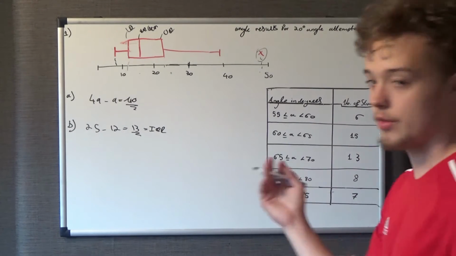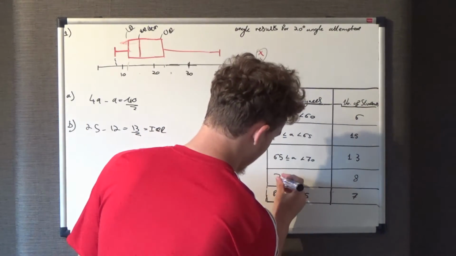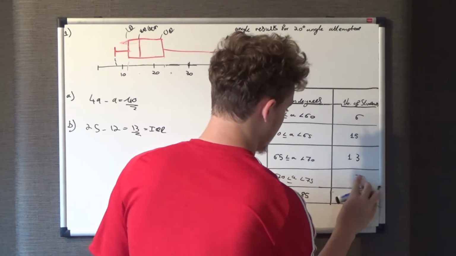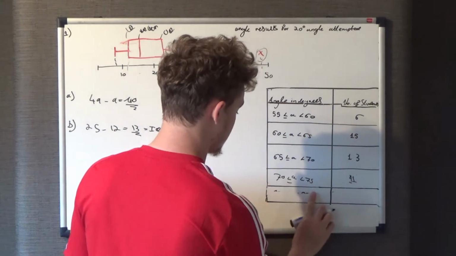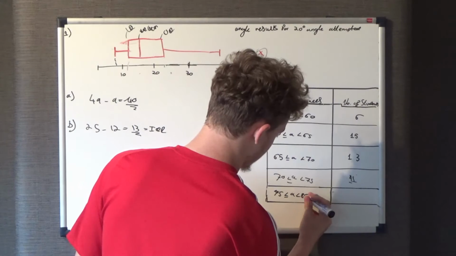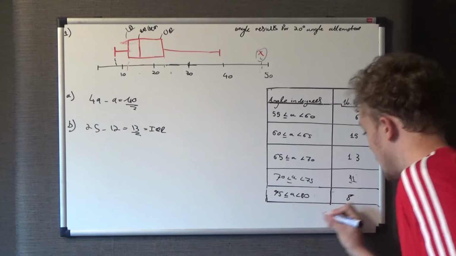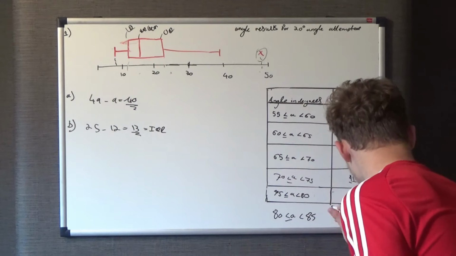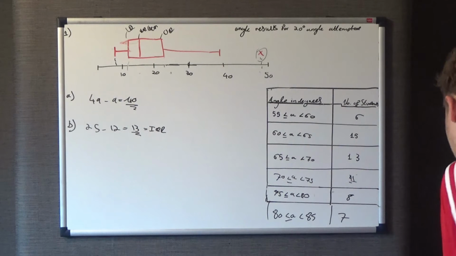I thought I'd do this smart, but obviously it hasn't come out smart. But look, it is a whiteboard, so I can just rub it off. Between 65 and 70 there were 13. And between 70 and 75, there were 11 students who got that. And then between 75 and 80, there were 8 students. And then between 80 and 85, there were 7 students. Okay, sorry about that, I just missed one off, but I spotted it.